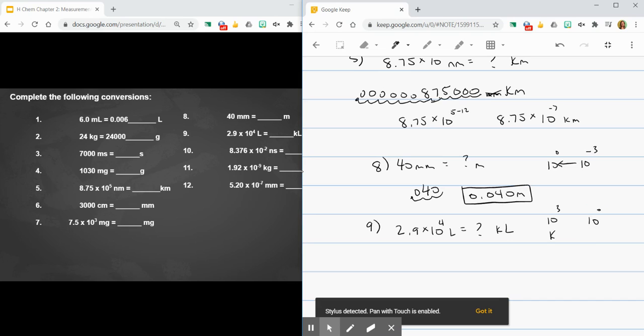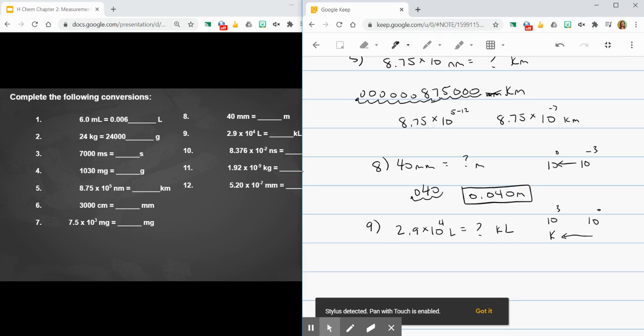So I am moving left 3 powers of 10. Okay, so again, a lot of ways I can do this one. If I'm moving to the left 3 powers of 10, that's like dividing by 10 to the third, so I can subtract 4 minus 3 and I would get 1.